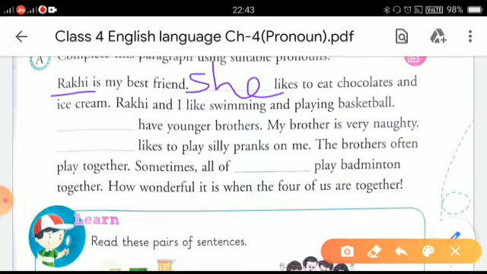Rakhi and I like swimming and playing basketball. I have younger brothers. My brother is very naughty. He likes to play silly pranks on me. The brothers often play together. Sometimes all of us play badminton together. How wonderful it is when the four of us are together. Here, now we have completed the paragraph with the suitable pronouns.